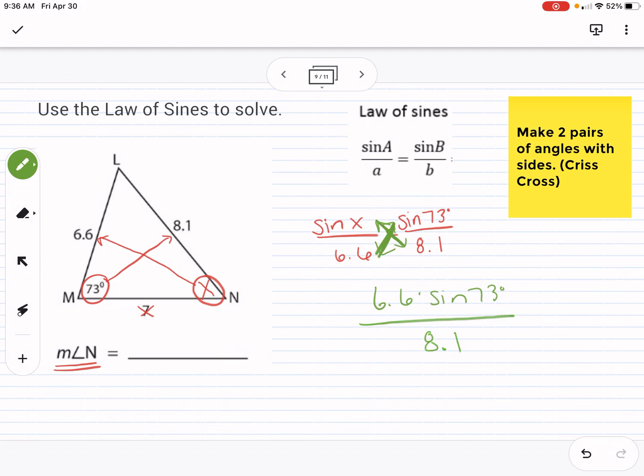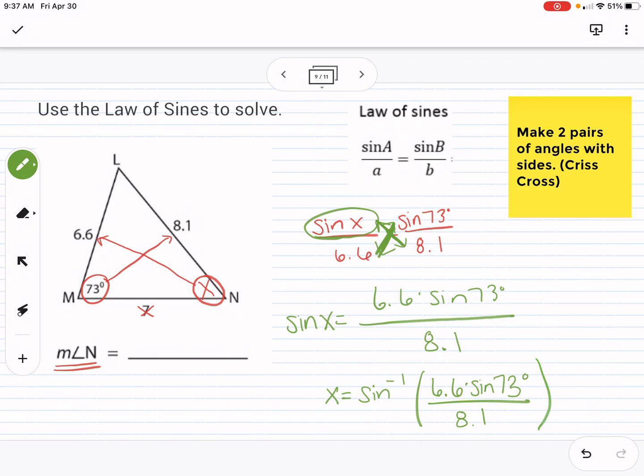Now here, x is not by itself. It has sine. So this is going to be the answer for sine x. But we don't want sine x. We just want the angle x. So we're going to have to move sine to the other side. When you do that, you're doing the opposite or inverse. So you have to put that -1 to show that. So now I can go to my online calculator and plug this in.